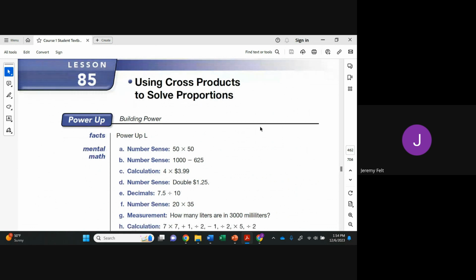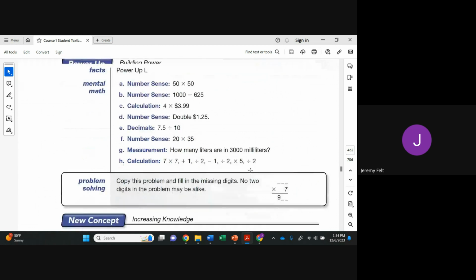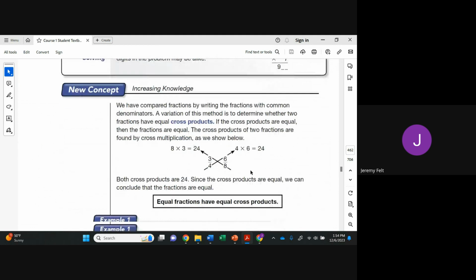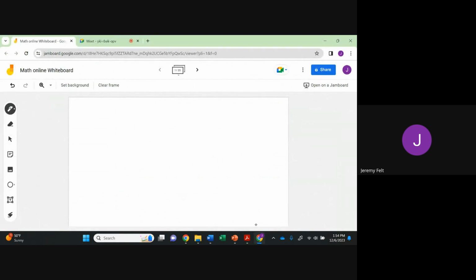All right, and then the last one we'll be covering this week is using cross products to solve proportions, just like we talked about earlier in the video. Okay, we have 3/4 is equal to 6/8. That was the example we looked at at the start of the video. We can use cross products to make sure that they're equal. So if I have 1/2 equals 2/4, this is a pretty simple example, but it'll get the point across. So cross product, well, 1 times 4 is 4. 2 times 2 is 4. So the cross products are equal.